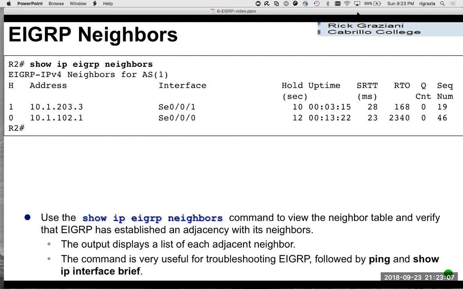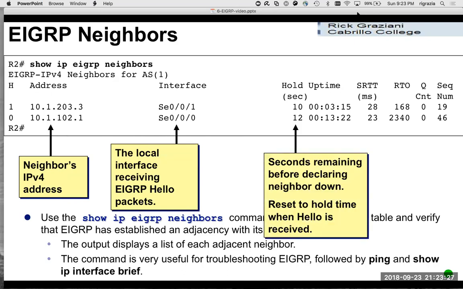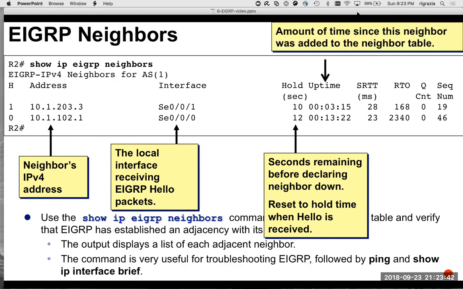Okay, so show IP EIGRP neighbors will show our neighbors. We are looking at the information in the EIGRP neighbor table. And what are we looking at? This is the neighbor's IPv4 address. This is the local interface on our router receiving those EIGRP packets. This is the hold time. This is the number of seconds remaining before we declare that neighbor down. It's reset every time we get an EIGRP hello from that neighbor. This is the amount of time since the neighbor was added to the neighbor table. And there's some other information there as well.